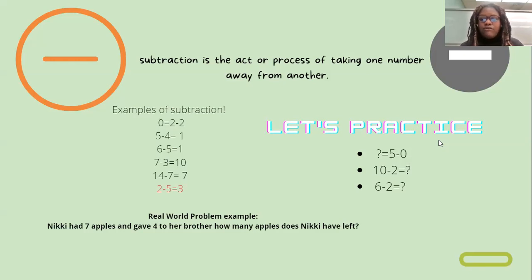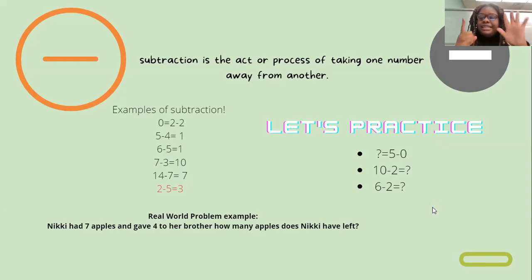So we're going to start off with 10. And it says we're going to take away 2 of our pizzas. So therefore, we're going to do 1, 2. Now we have 8. So that will be your answer, 8.